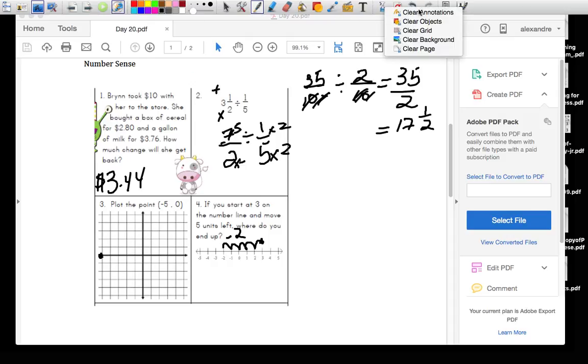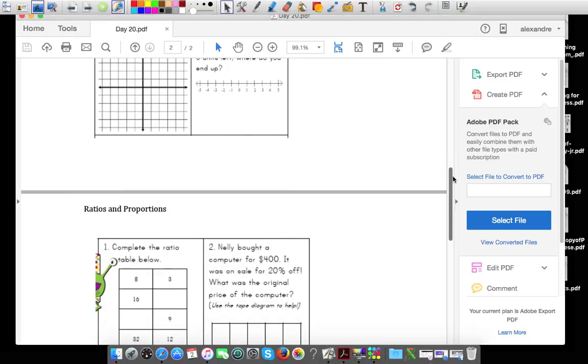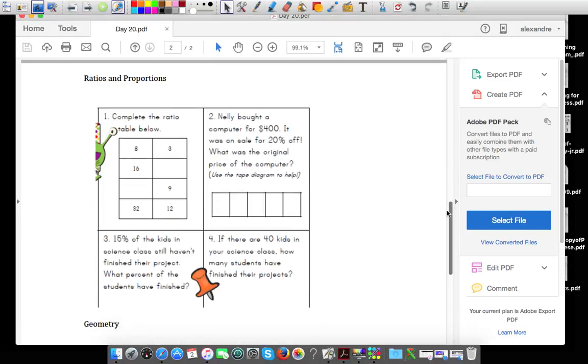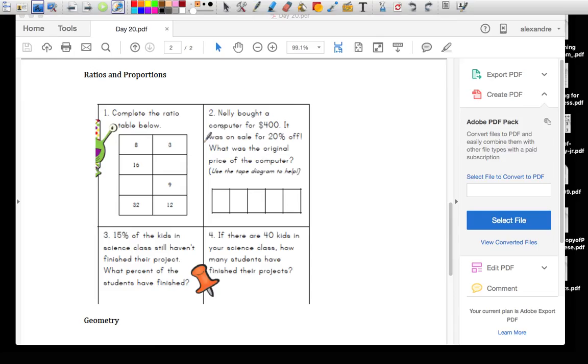Let's clear that. And let's take this a little bit. Okay, here. Weights and proportions. Okay. Complete the ratio table. Okay, let's see.